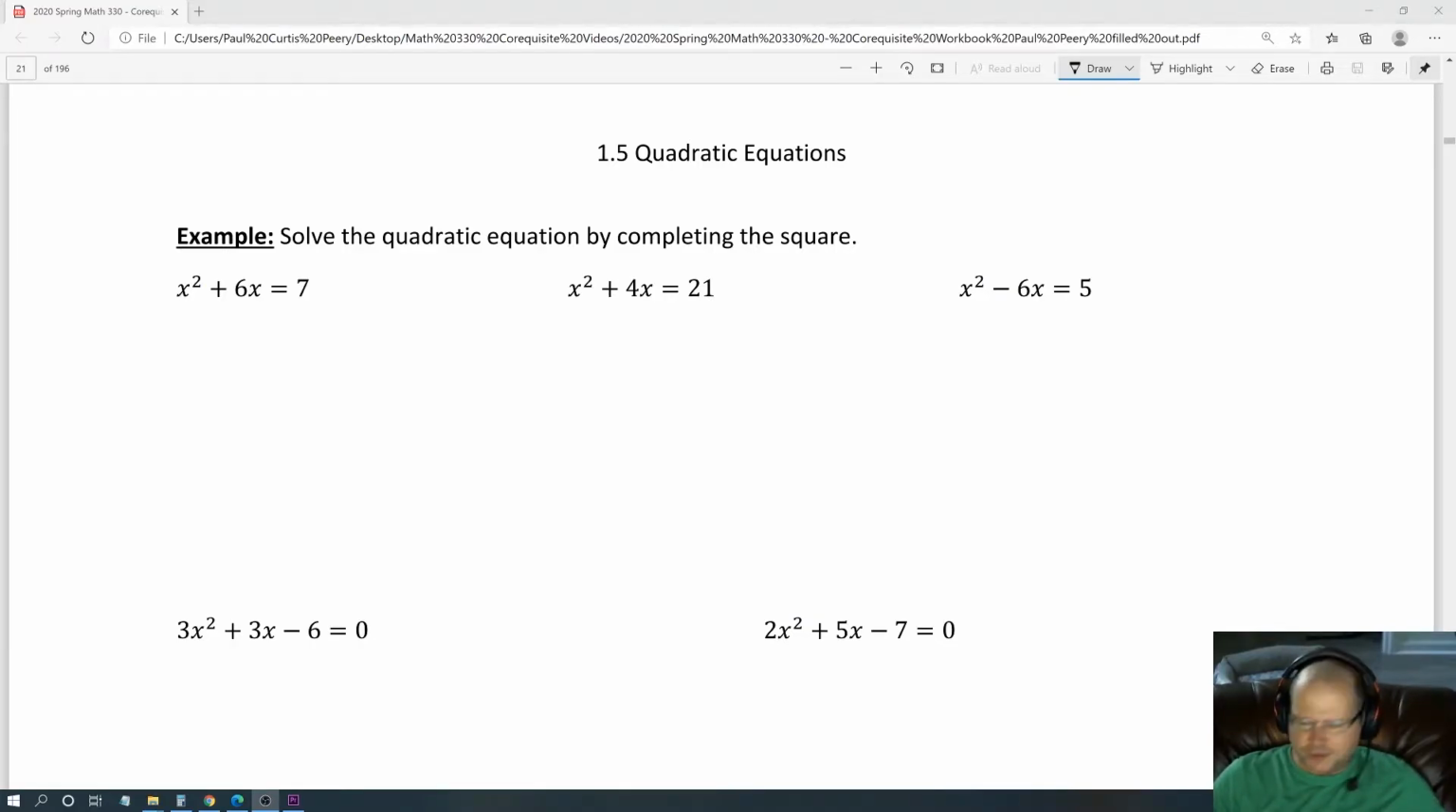1.5 quadratic equations. Solve the quadratic equation by completing the square.